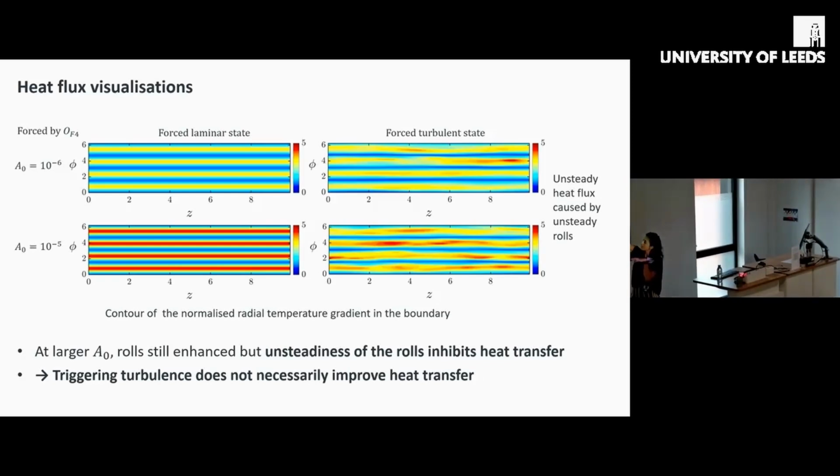So we see that in this case, transitioning to turbulence, the rolls are not as efficient to increase heat transfer. And this is due to the unsteadiness of the rolls in this forced turbulent state. So these rolls are intermittently placed farther from the wall, so they're not consistently placed close to the wall where they're most efficient at increasing heat transfer. And then consequently, we have this reduction of heat transfer.